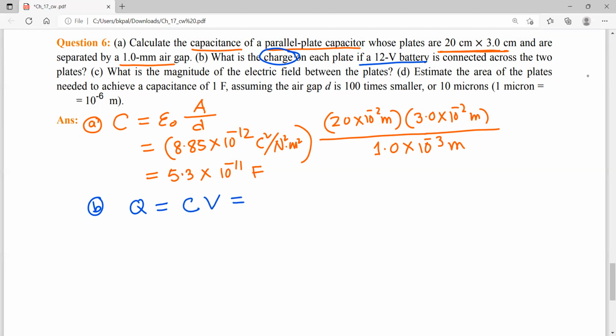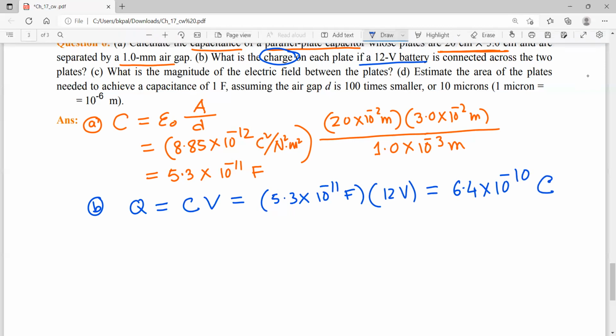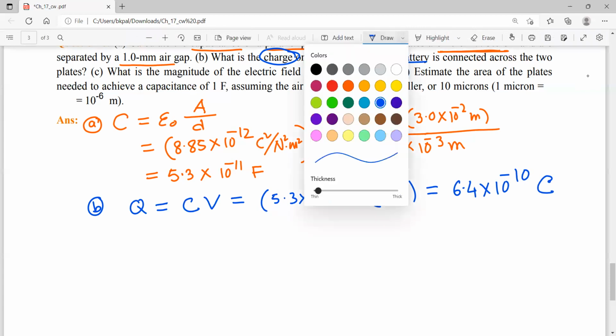So the charge will be 6.4 times 10 to the power minus 10 Coulomb. C is the Coulomb, the unit of charge.